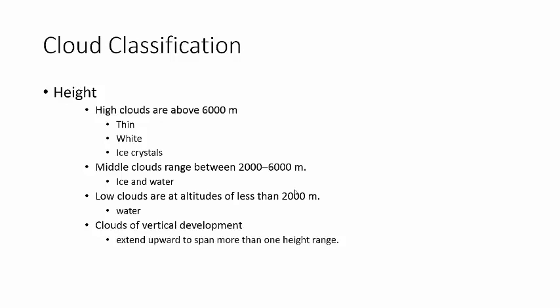But then you have the ones that gotta break the rules, right? These are the clouds of vertical development. They extend upward. So they could start in low and go to middle, they could start in middle, go to high, they could start in low and go to high. Right? Those ones I don't want to mess with.